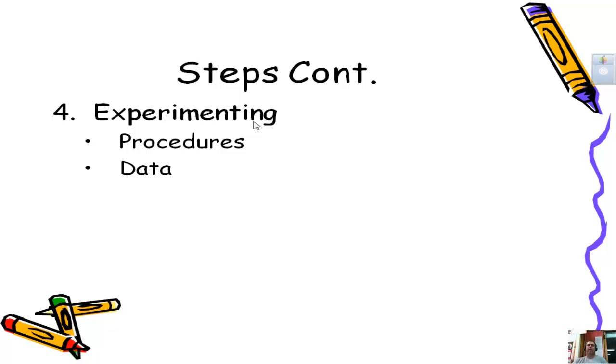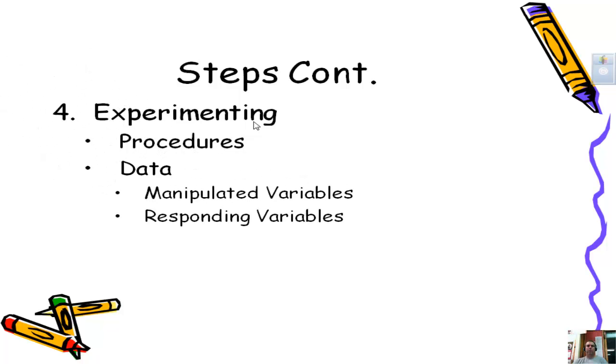Okay, your data. Have a data table. So again, anyone that's going to repeat this lab that you did, they want to see what their data is like compared to yours. And then the two types of variables. Your manipulated variable, that's the one specifically that you are changing. And your responding variable, it's responding to the changes that were done to the manipulated variable.